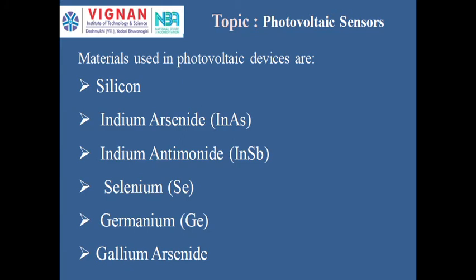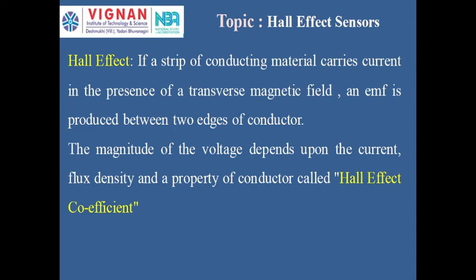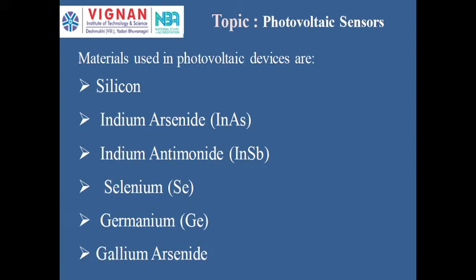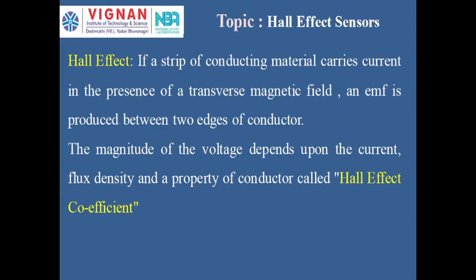What are the materials used in photovoltaic devices? Those are silicon, indium arsenide, indium antimonide, selenium, germanium, and gallium arsenide. So that is about the photovoltaic cell and the photovoltaic effect. Whenever you are asked about the applications of photovoltaics, you can explain solar cells and how they convert sunlight into electrical energy. First you need to explain what the photovoltaic effect is, what materials are used, and the applications, and how they convert into electrical energy. Now we'll go for the next topic, that is the Hall effect.